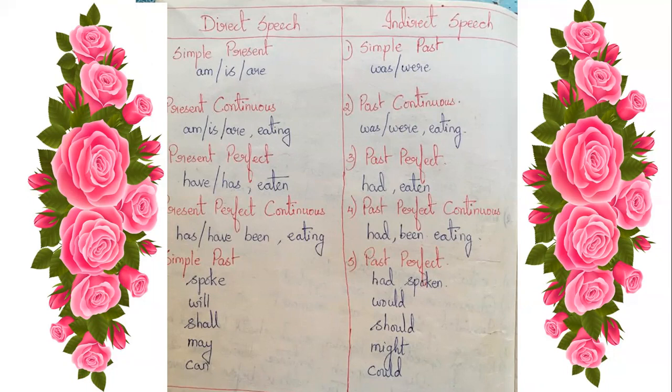Now simple past will be changed to past perfect. Speak is the present tense, spoke is the past tense. Simple past will be changed to past perfect, had spoken. Will, would, shall, should, may, might, can, could.